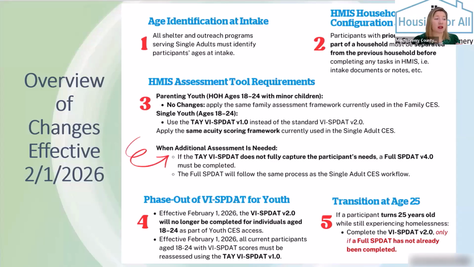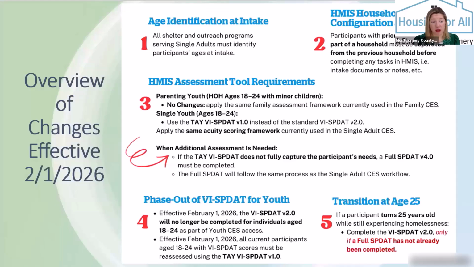So if somebody is a single youth, ages 18 to 24, you're going to be using the TAY version of the VI-SPDAT instead of the standard version. Same acuity scale procedure as before, and if you feel the TAY version of the VI-SPDAT is not accurately assigning your client to the housing they would need to be able to obtain and maintain housing, then what you're going to do is a regular full SPDAT. There's no change there.